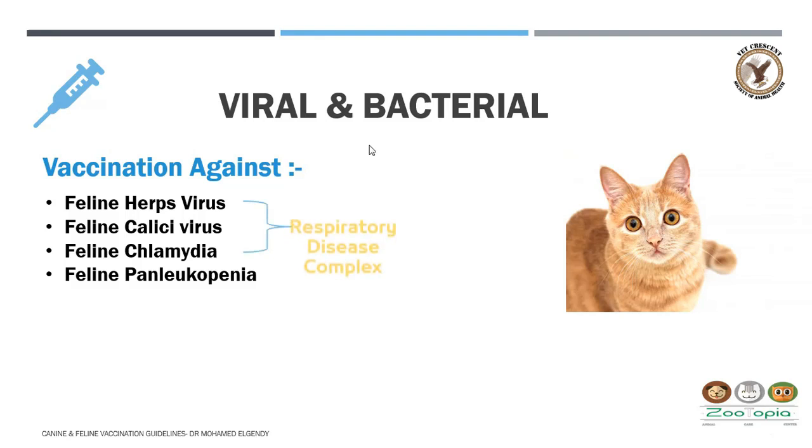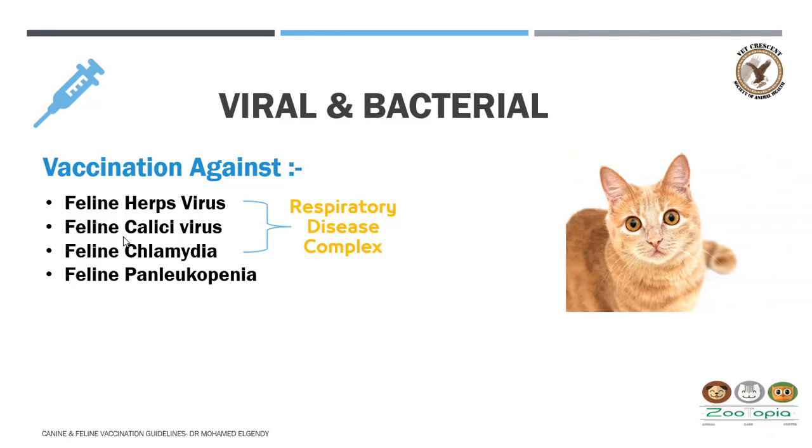Look at these diseases. The first three we can call the respiratory disease complex, because these two viruses, herpes and calici, and chlamydia, affect the respiratory system, mainly the upper, and cause respiratory signs: nasal discharge, sneezing, stuff like this. We will discuss it later. We can call it the respiratory disease complex.